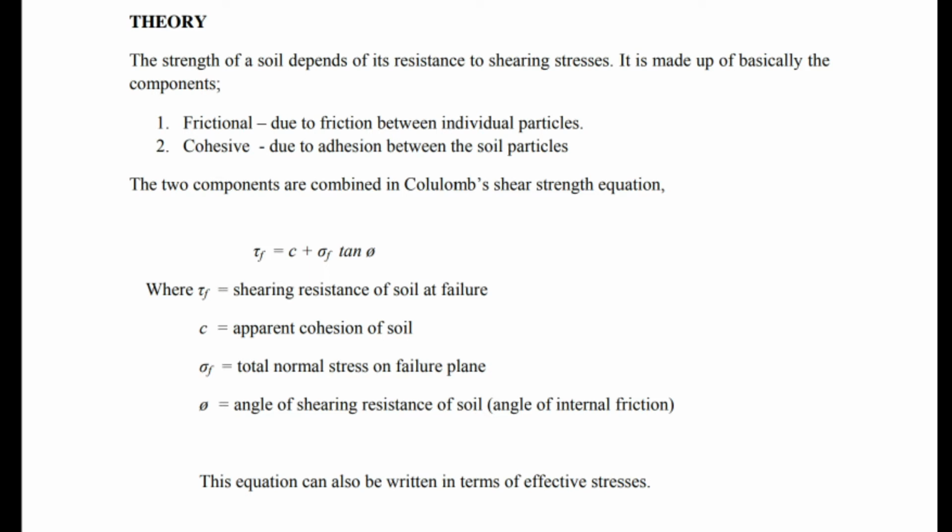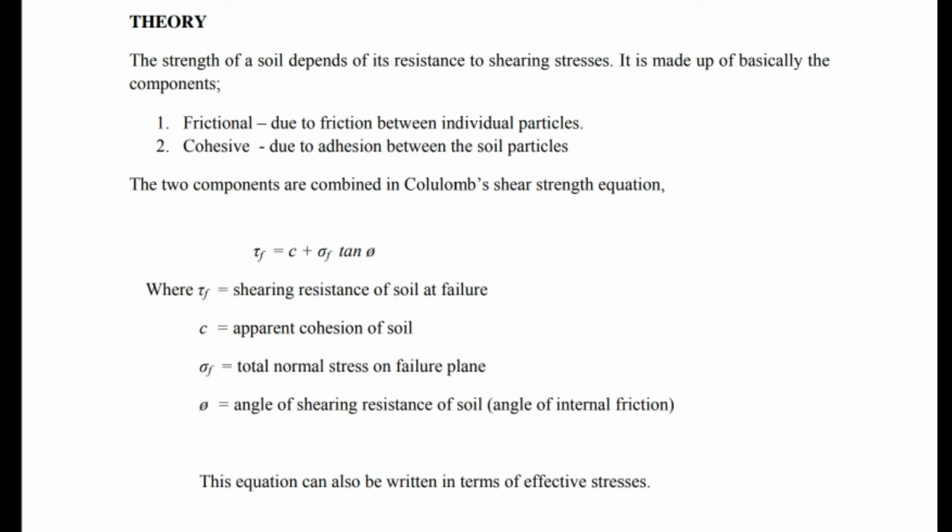So now here what they are saying is that two components are combined in Coulomb's shear strength equation, which gives the equation as tau F is equal to C plus sigma F tan theta, where tau F is nothing but the shearing resistance of the soil at failure, C is the apparent cohesion of soil, and sigma F is nothing but the total normal stress on the failure plane, and theta is the angle of shearing resistance of the soil.